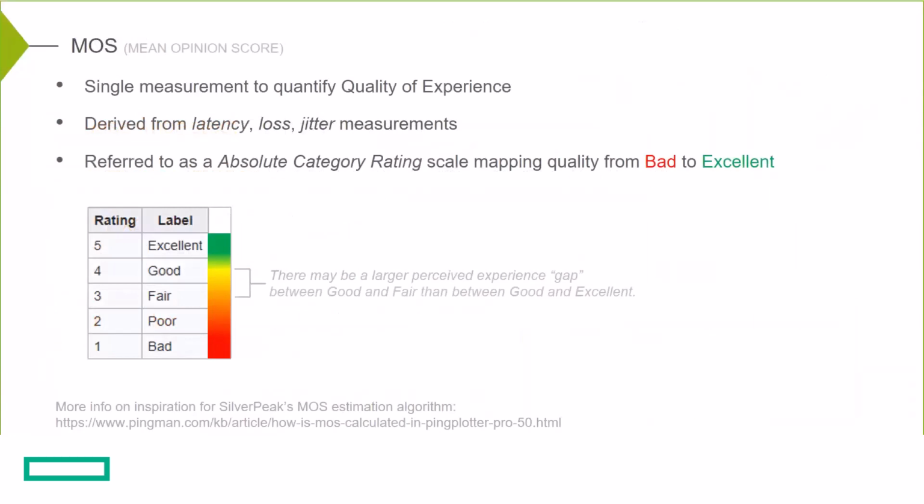MOS is an aggregation of several different values, right? It's an aggregation of latency, loss, and jitter in most systems, and it provides this ACR system, this absolute category rating scale that's rated from bad to excellent. The perceived performance difference between the scale ratings is not linear. So from 1 to 2, it's just bad. From 2 to 3, it's just bad. Your voice doesn't work. But when you go from like 3.5 to 4, or 3.5 to 4.5, from fair to good and good to excellent, there's a very fast ramp in performance. There's a larger perceived gap between fair and good and good and excellent.